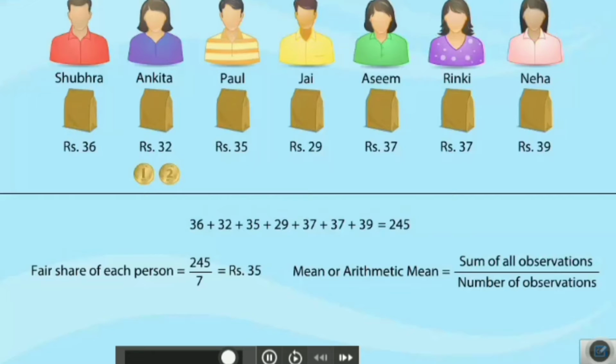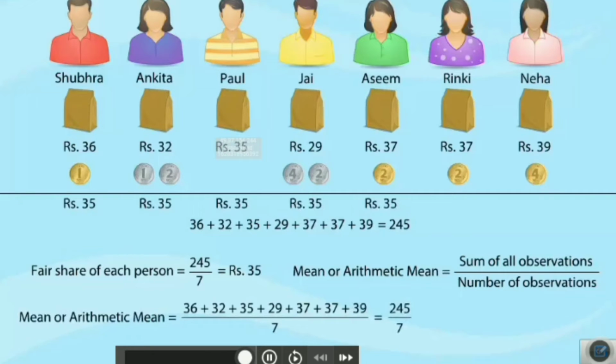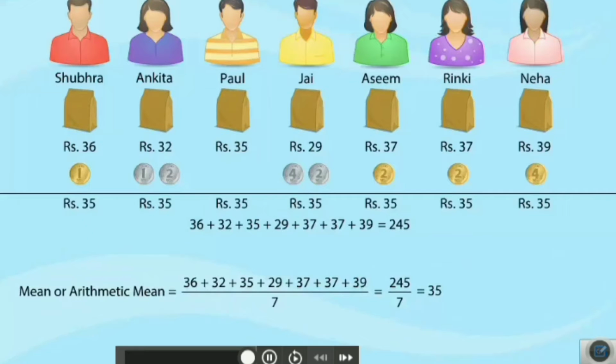So, Ankita needs to pay 1 rupee to Shubhra and 2 rupees to Asim. On the other hand, Jay should pay 4 rupees to Neha and 2 rupees to Rinki. This will ensure that everyone has paid the same amount.